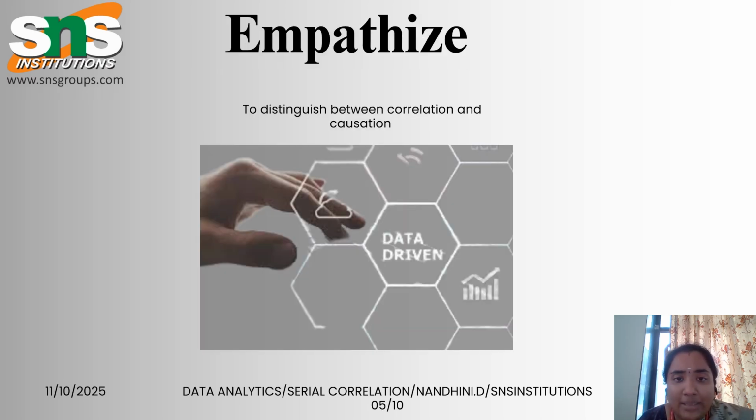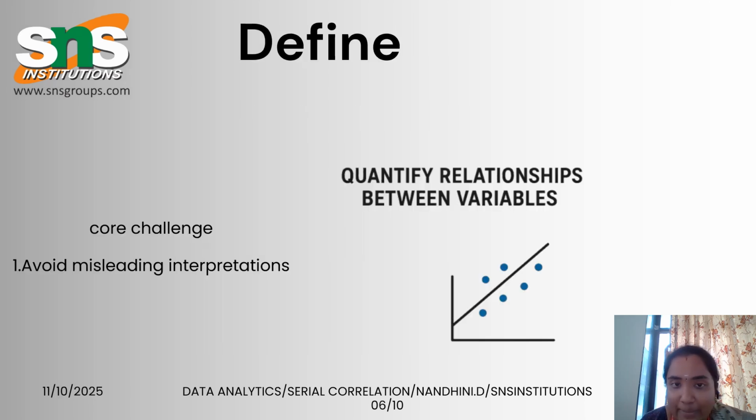Next one is empathize. In this empathize stage, Aro is under pressure. His manager expects data-driven insights so that with the help of that data, he can make decisions. He feels unsure about how to distinguish between correlation and causation. To overcome this, we need to empathize with him.